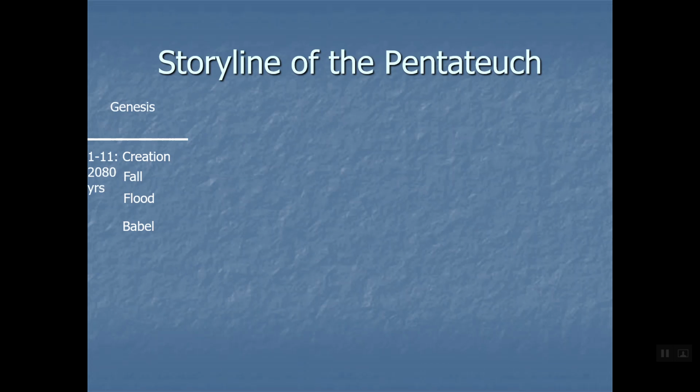So we are, by looking at the storyline of the Pentateuch, going to look at the storyline of each individual book. First is Genesis. And again, the first 11 chapters are marked by 4 key events.